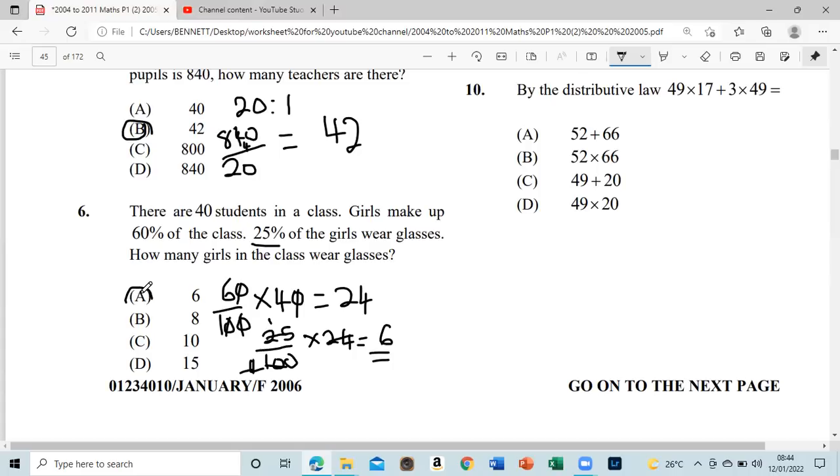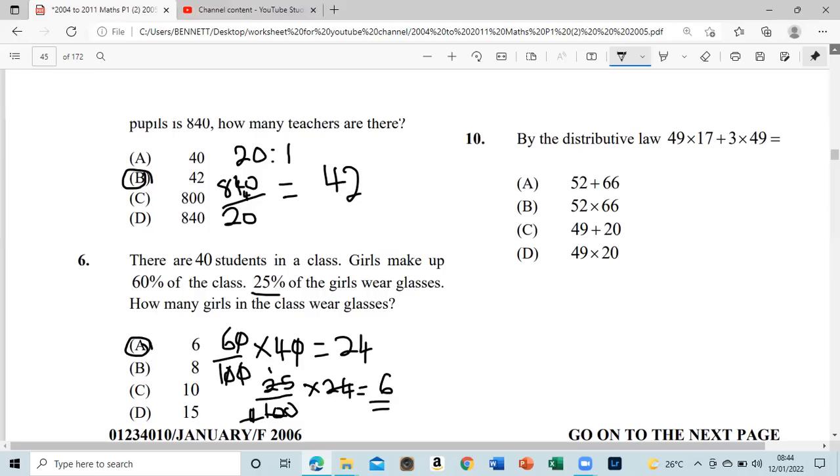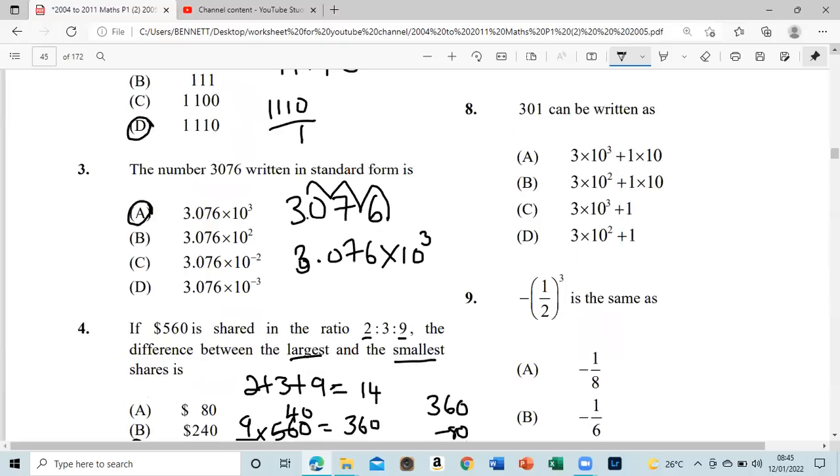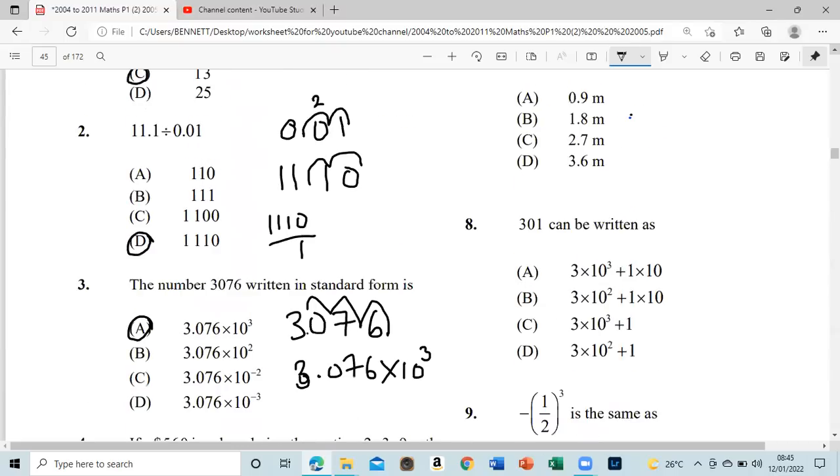Let's move up to number 7. So far, so good. Let's go, guys. Remember to try the questions as I go along. It's not a Netflix series, all right?